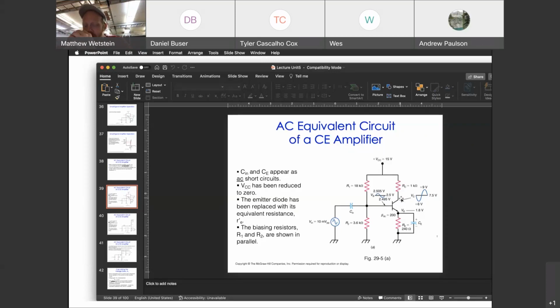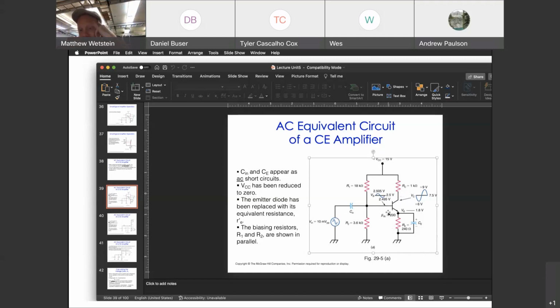Or wait, oh no no no. Let me make sure I'm saying this right. So the current through here is increasing, which means that this voltage drop is going to be larger, which means that the value of the voltage here is going to be even smaller than it was. So instead of 15 minus 7.5, it might be 15 minus 7.8 or something. And so it's going to go down when this is going up.